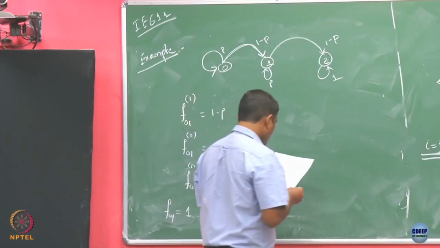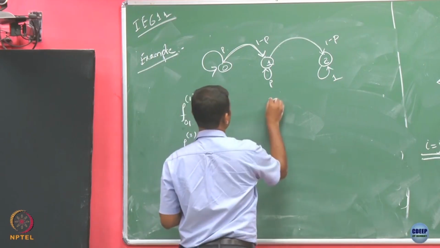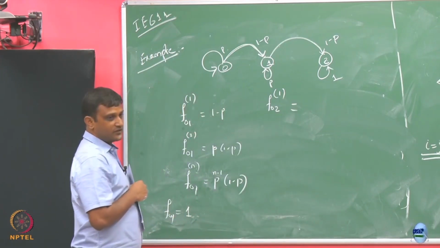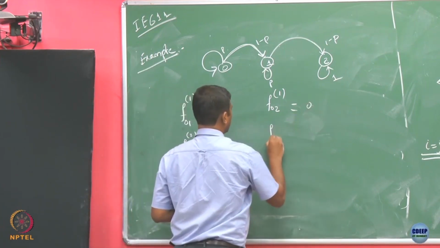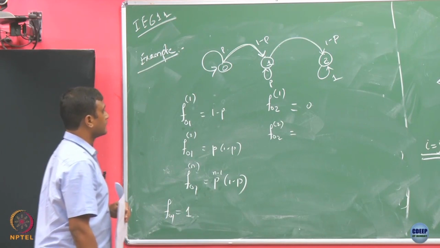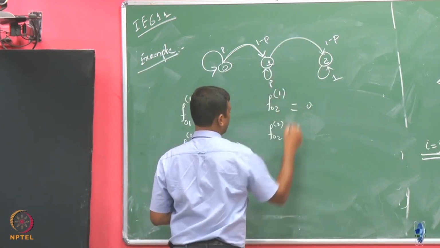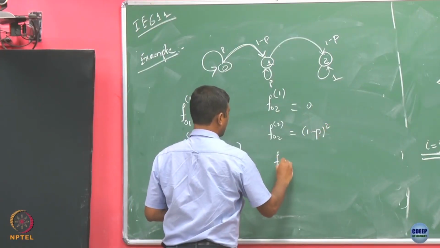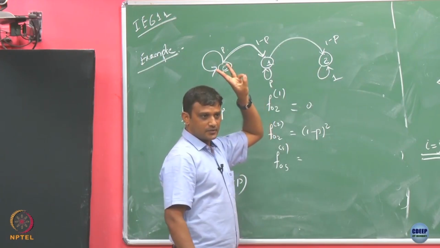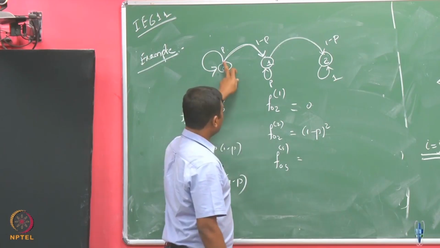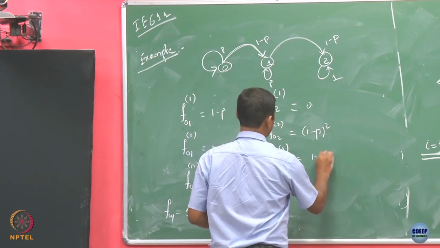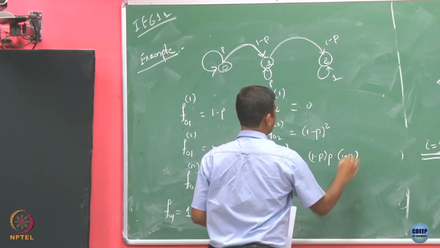Okay. Now let us see if I want to compute f_02. What is the probability that I go to state 2 starting from 0 in one step? 0. So the only way I can go from here to here is this route, in one step, for the first time. And then f_03 is going to be what? I want to go from here to here in 3 steps. One possibility is go from here, stay here, and then go here. So what is that probability? (1 minus p) times (1 minus p). Is there any other possibility?